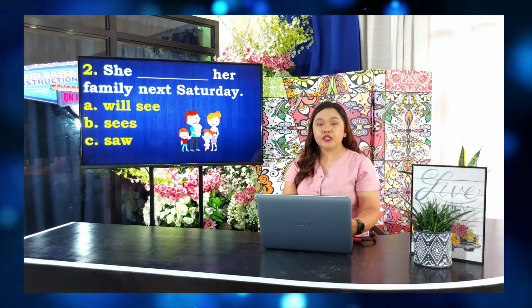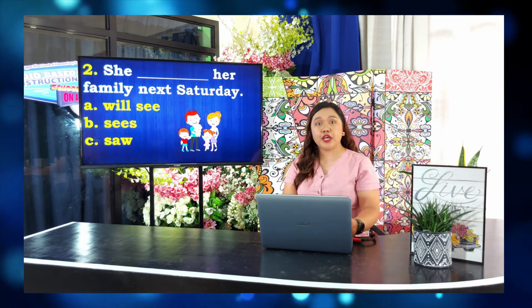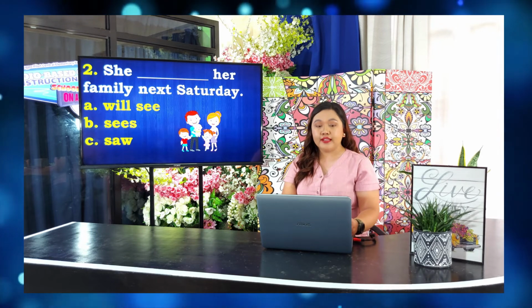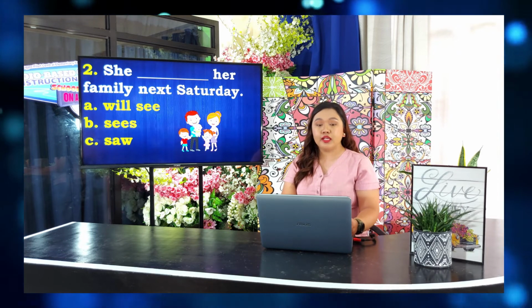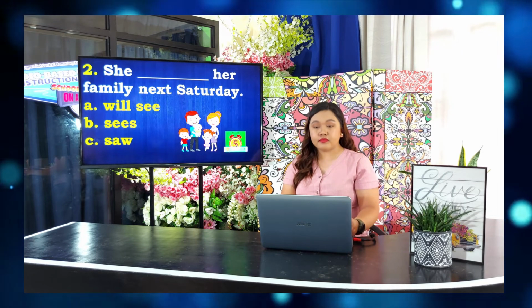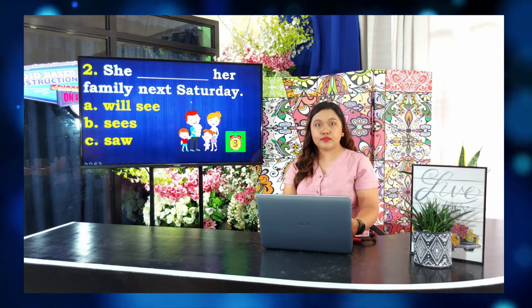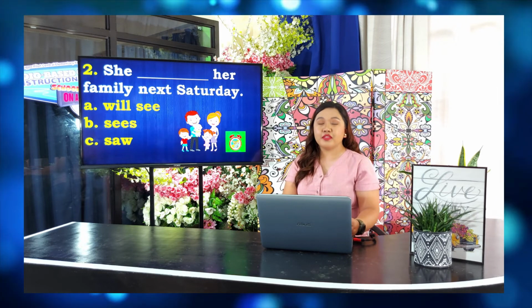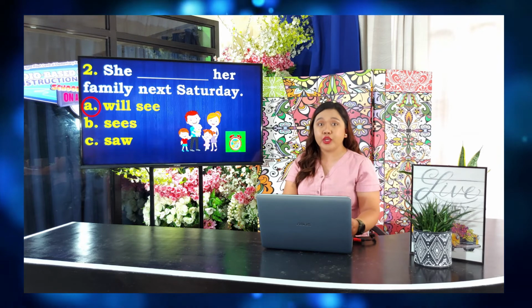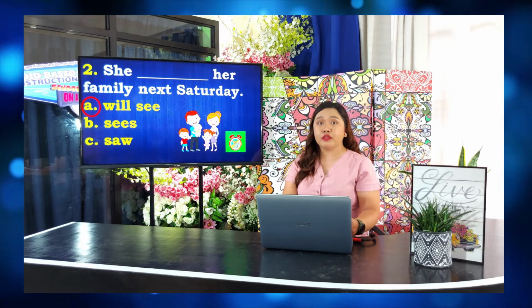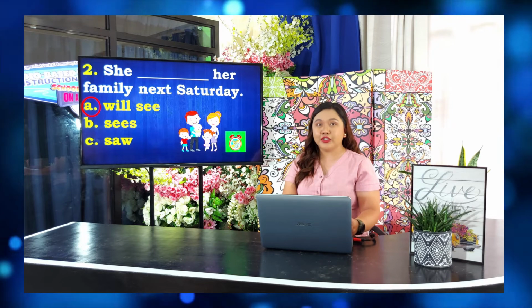Number 2. She blank her family next Saturday. Letter A, will see. Letter B, sees. Letter C, saw. Awesome! The correct answer is letter A, will see, because the action will happen in the future, next Saturday.